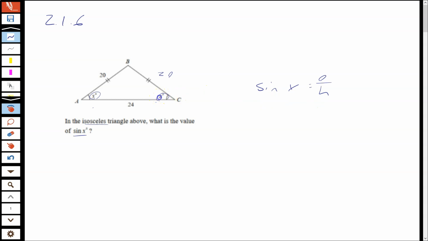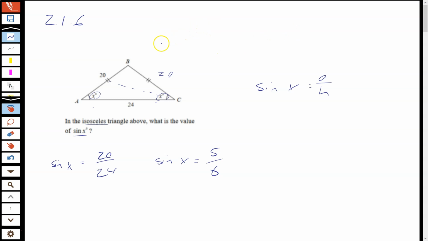Okay, so opposite over hypotenuse, and opposite is the far side, right? So 20 over 24 is my sine. And then we'll simplify. I divided top and bottom by the common denominator of 4.